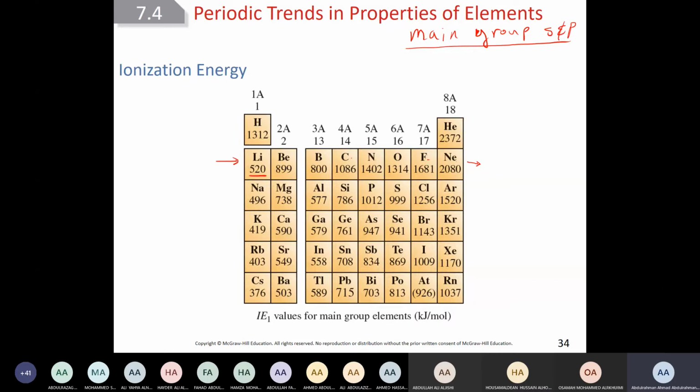What's this? 520, 899, 800, 1086, 1402, 1314, 1681, and then 2080. These 8 numbers that you're looking at, what do you notice about these 8 numbers? Increasing from left to right. First observation, very good, it increases from this side to this side. By the way, this is the ionization energy for the elements, the first ionization energy.